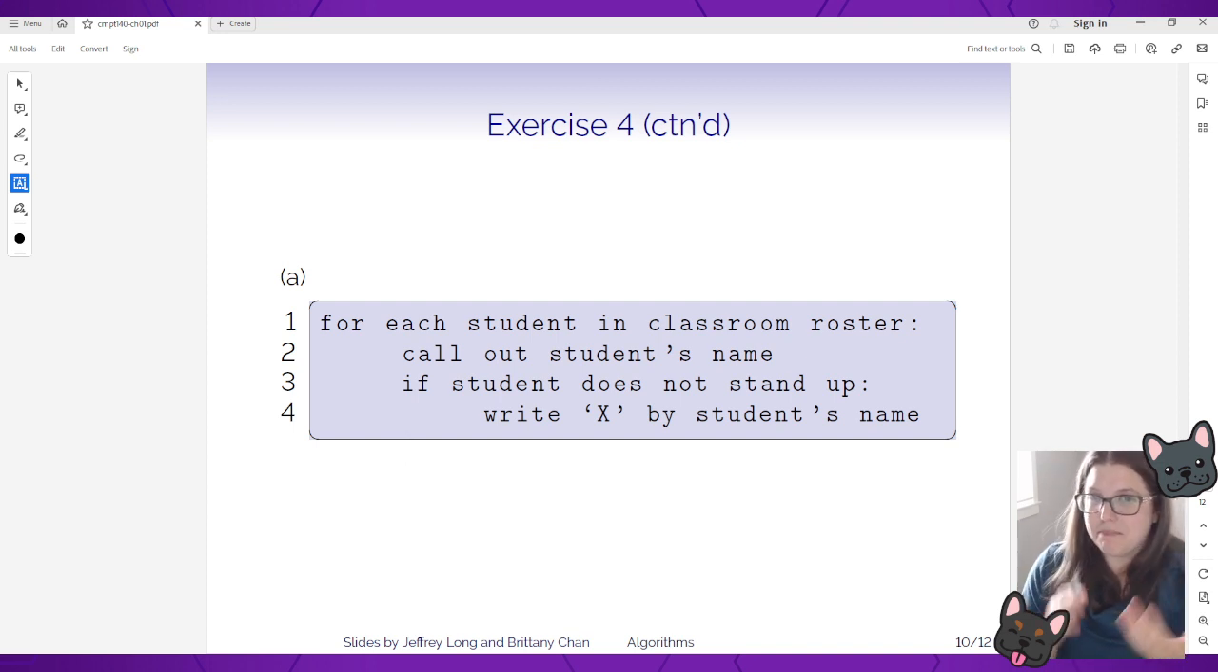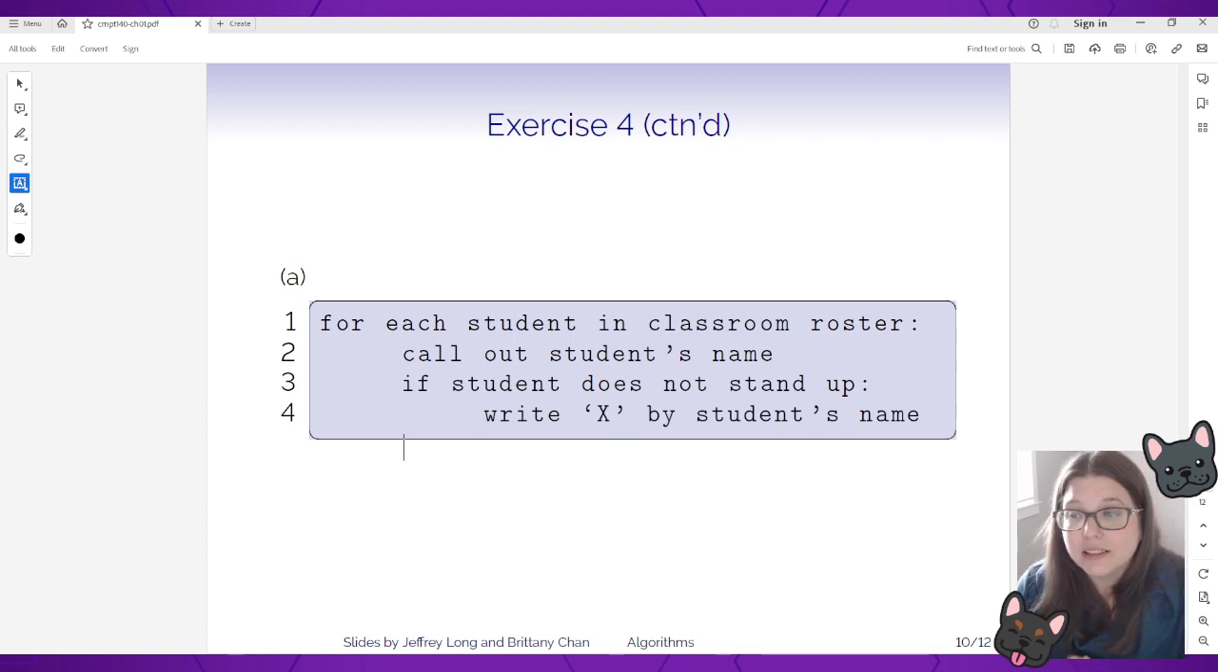So those are maybe three things. Maybe you can think of some other things that we would need in order to actually execute this algorithm. Once this algorithm has completed, well, we would have a class roster sheet with X's next to the names of absent students, right? So one of our inputs would be getting slightly transformed by this algorithm, and that would be our output.